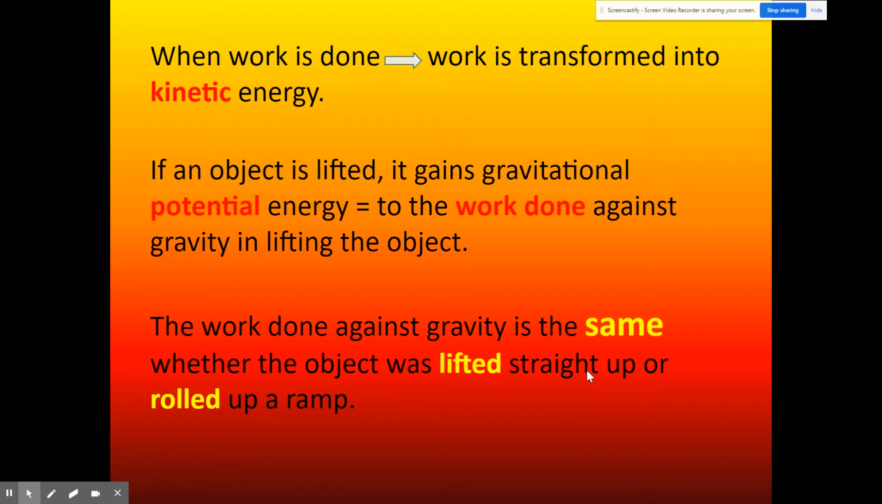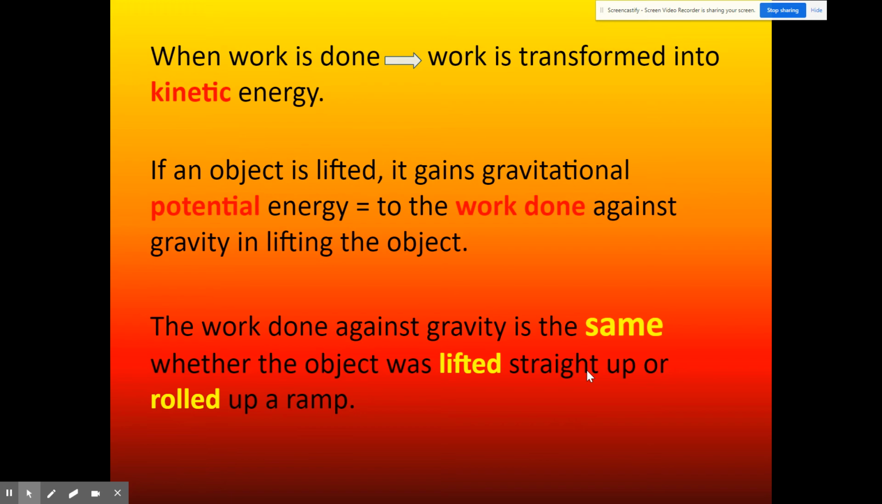So if you lift an object, it gains gravitational potential energy, and the amount of energy it gains is equal to the amount of work done to lift that object. So let's say you lift a bowling ball over your head. The amount of work energy it took to lift that bowling ball up and put it over your head is the amount of gravitational potential energy you would have. Because remember, the law of conservation of energy says all energy is transformed from one form to another. It's never lost or created.